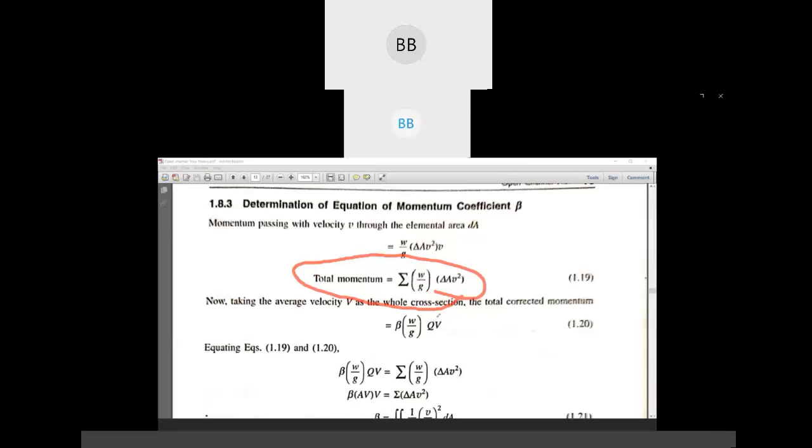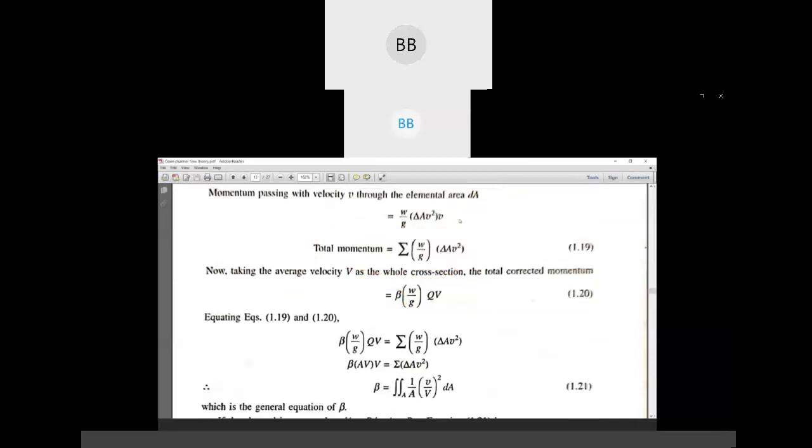As our velocity is not constant, we have to multiply it by a coefficient, that is beta. When you use that coefficient for the momentum equation, it is called beta. When you use that coefficient for the energy equation, it is called alpha. So alpha is for the energy equation and beta is for the momentum equation. The purpose is the same. Then you have calculated the total momentum, and this is our corrected momentum for the whole cross section.